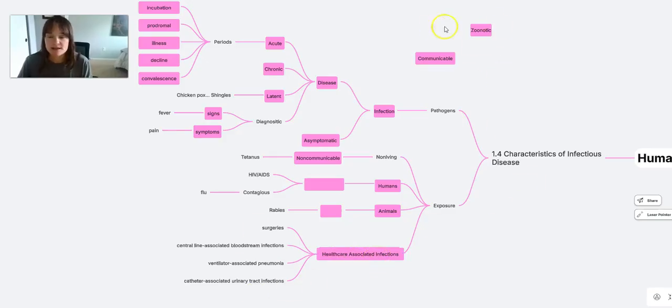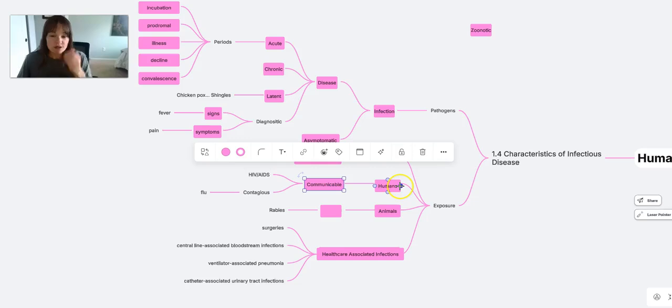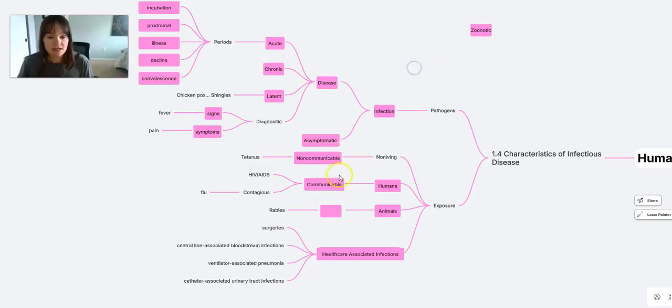Okay, so now we come down to the last two terms. Coming off of humans, we have a blank, and then I give some different examples. Which term should slide over there? All right, communicable. So any disease that passes between two people is considered to be communicable. And I gave you two different examples.